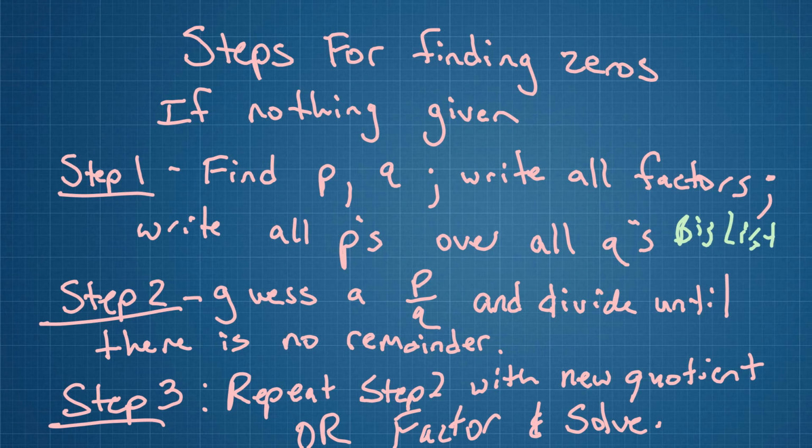Then, step 2, you're going to guess a P over Q. So from the big list, you're going to guess, and you're going to divide until there is no remainder. That's going to be your answer, right? Whatever your P over Q was, that worked.